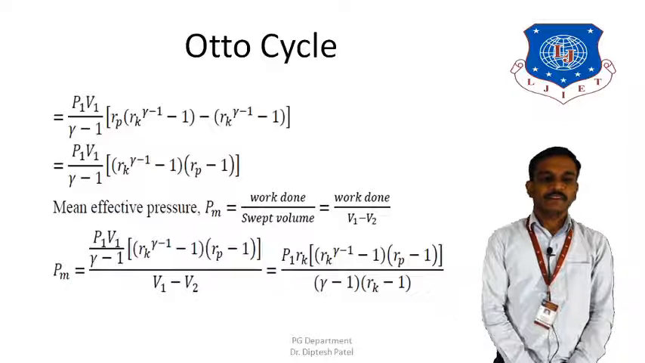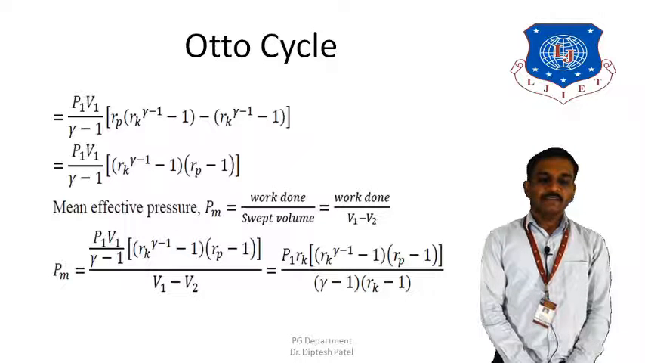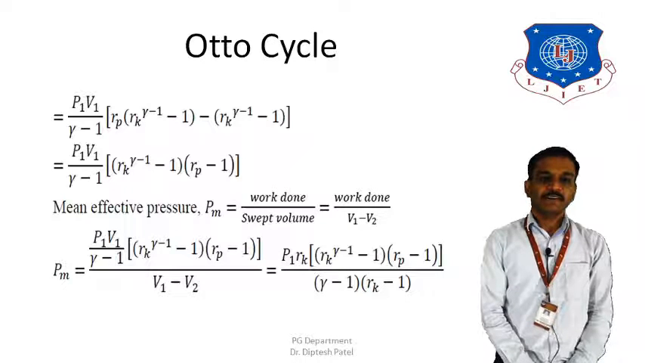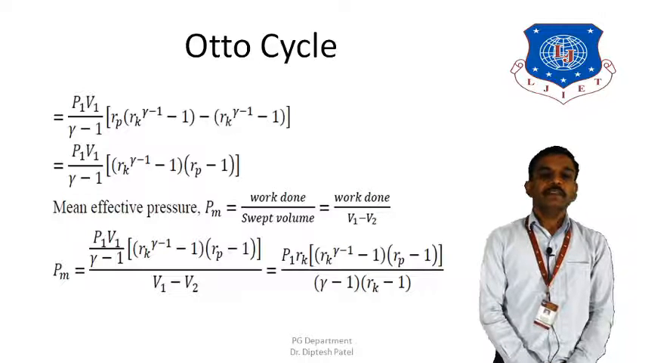So that can be further written as P1V1/(gamma - 1) [Rp Rk^(gamma-1) - 1) - (Rk^(gamma-1) - 1)]. That can be written as P1V1/(gamma - 1) inside the bracket (Rk^(gamma-1) - 1)(Rp - 1). So that is the formula to calculate the work done in Otto cycle.